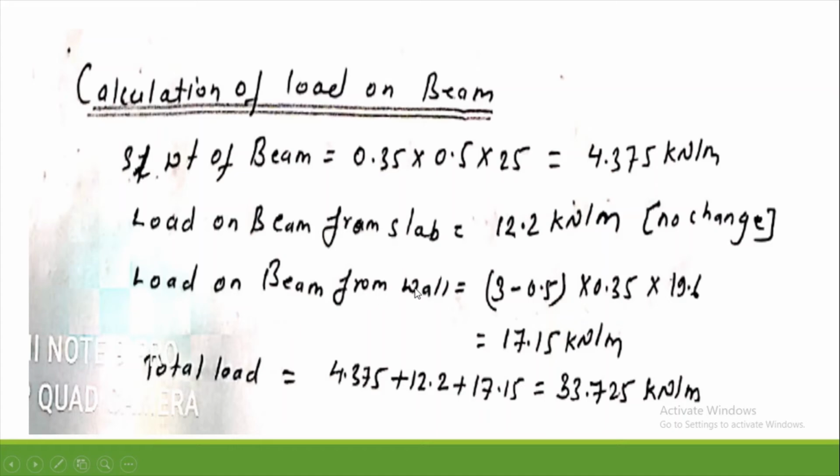Load on beam from wall changes, because we have to subtract the depth of beam from floor to floor height, then only we get the height of wall. And this one is the thickness of wall, and this one is the unit weight of masonry bricks. After calculating this value, we are getting 17.15 kilonewton per meter. Now we can calculate the total load. Total load is the summation of these three loads. So we are getting 33.725 kilonewton per meter.